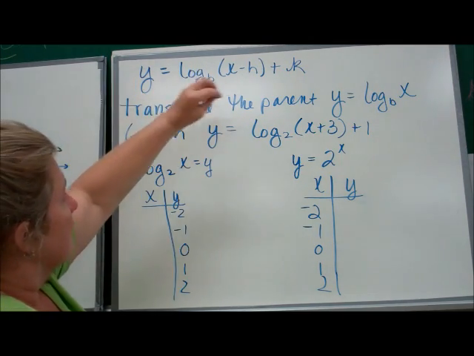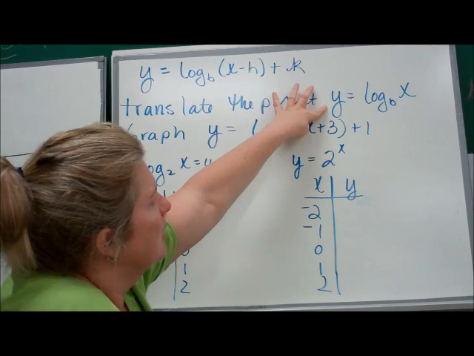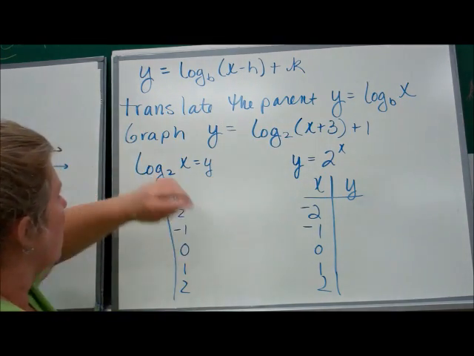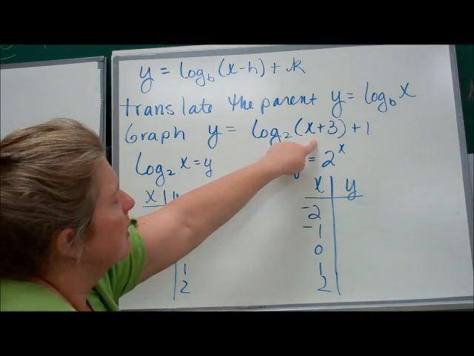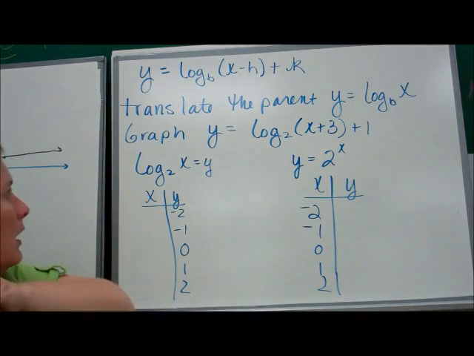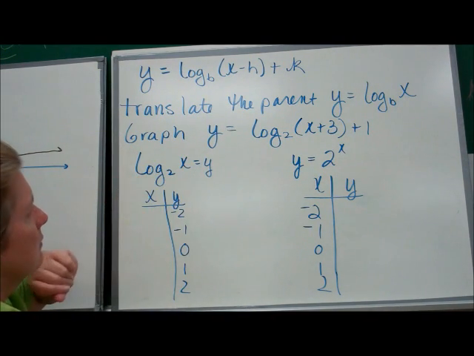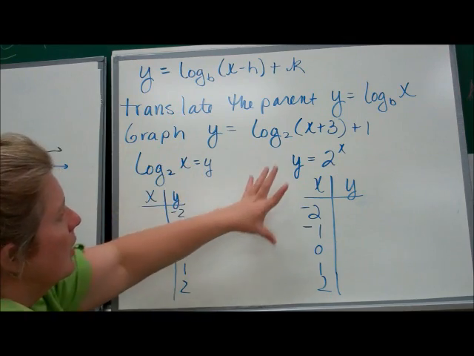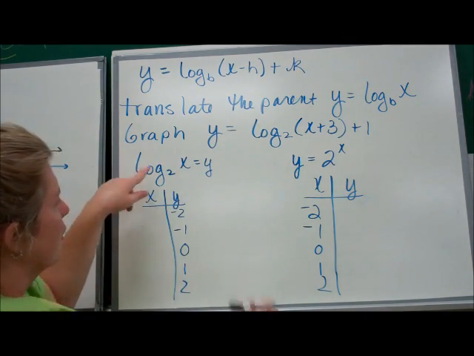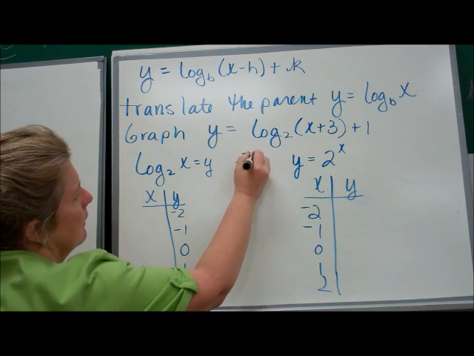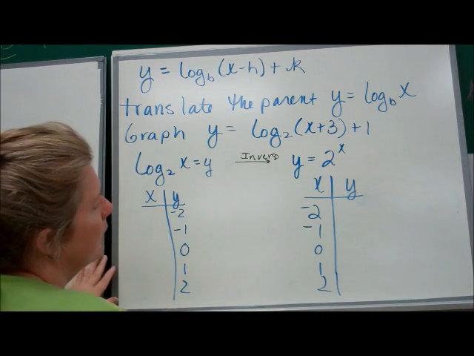What we're going to do with this, we're going to just translate the parent of y equals log base b of x. Okay? So here's the one we're going to graph. We've got y equals log base 2 of x plus 3 plus 1. Well, we're going to graph the parent, which is log base 2 of x. Okay? That's the parent. How do we graph it? Well, we're going to get some points by taking the inverse. We're going to graph it by getting some points by finding the inverse.